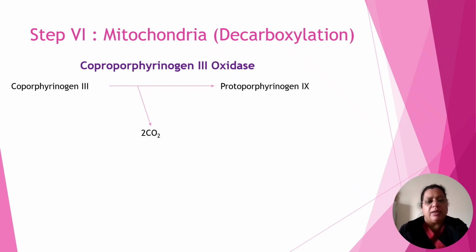It's only during the discovery that it was named the ninth molecule. So coproporphyrinogen 3 acted upon by coproporphyrinogen 3 oxidase is converted into protoporphyrinogen 9 and 2 molecules of carbon dioxide are eliminated. So from where are these 2 molecules of carbon dioxide eliminated? They are eliminated from ring 1 and ring 2 of the tetrapyrrole, where the propionic acids are converted into the vinyl groups.